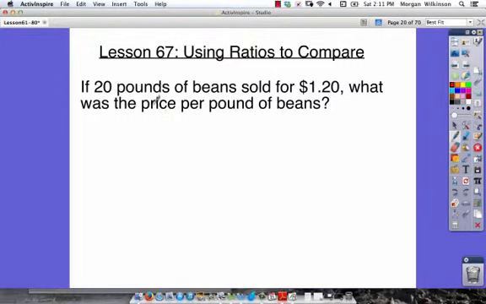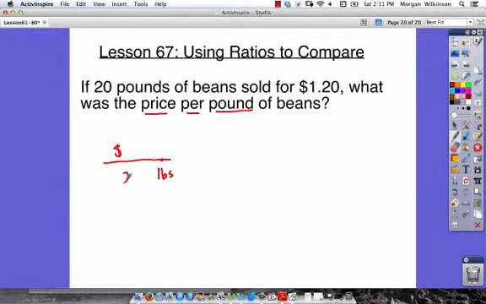Now, in this problem, 20 pounds of beans sold for $1.20. What was the price per pound of beans? The key in this is price per pound. Per always means divide. So we want price per pound. So we're going to put the price on top. We're going to put the pounds on bottom. We're going to write it as a fraction because it says using ratios or rates to compare.